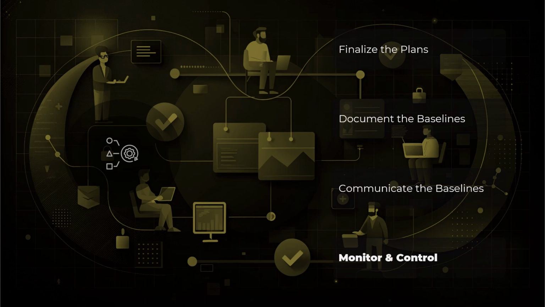Monitor and control. Once the baselines are established, project managers need to continuously monitor and control the project's performance against the baselines. Regular progress updates, status reports, and performance metrics should be used to track the project's progress and identify any deviations. If significant deviations occur, project managers should take appropriate corrective actions to bring the project back on track.